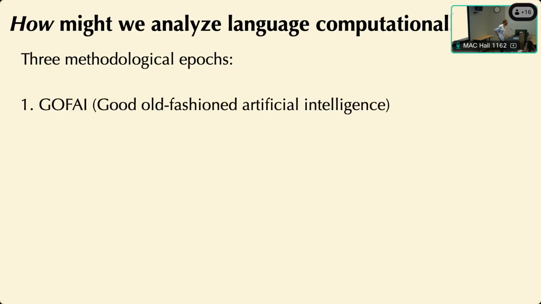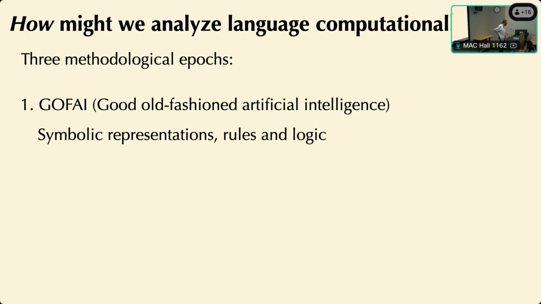The first is what some people call the good old-fashioned artificial intelligence era: symbolic representations of words and sentences and their meaning, and then rule-based and logic-based processing. And that actually could get pretty far. In the interest of time, I'm not going to get into that too much, but people actually made a lot of progress with that, and we'll see some examples in a minute.